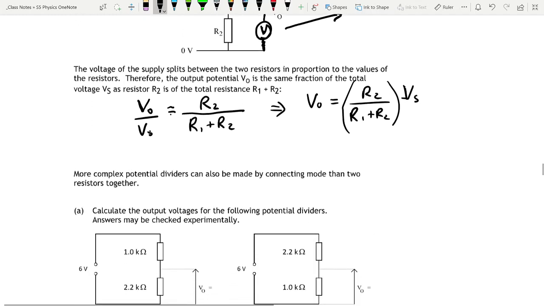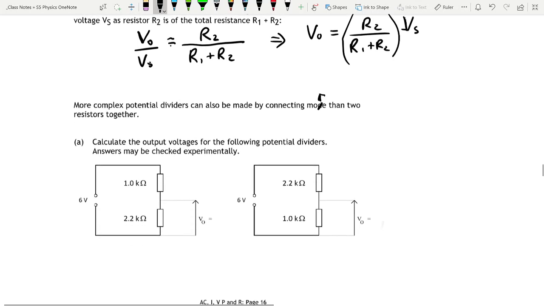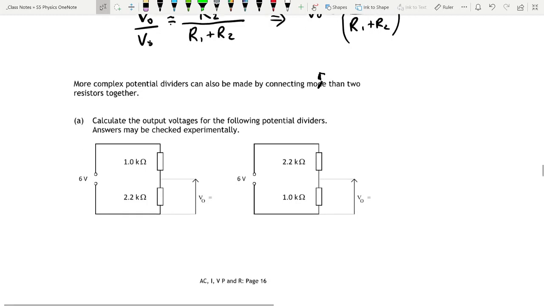More complex potential dividers can also be made by connecting more than two resistors together. So first of all, part A, calculate the output voltages for the following potential dividers. Answers may be checked experimentally. Well, we can't do that at the moment.